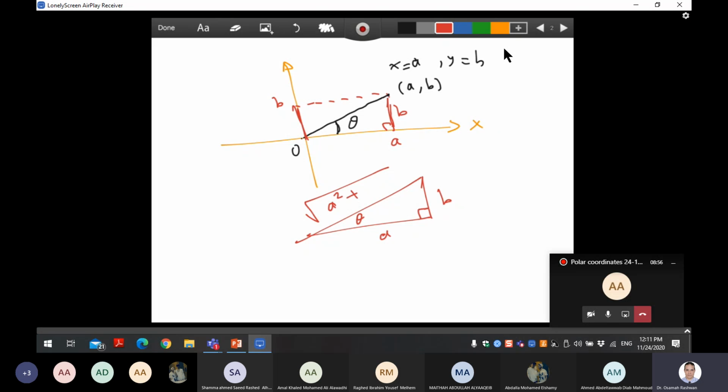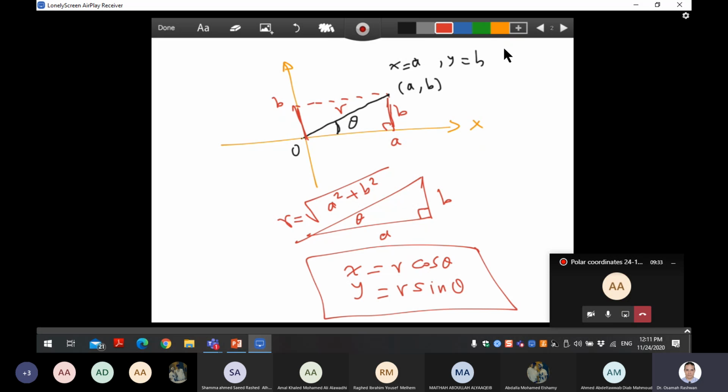Okay, now if I would like to have x in terms of theta, analyze this one. So x will equal r cosine theta. This is r, this is theta, so if I call it r, y will equal r sine theta. This is if I have r and theta, I can get x and y.